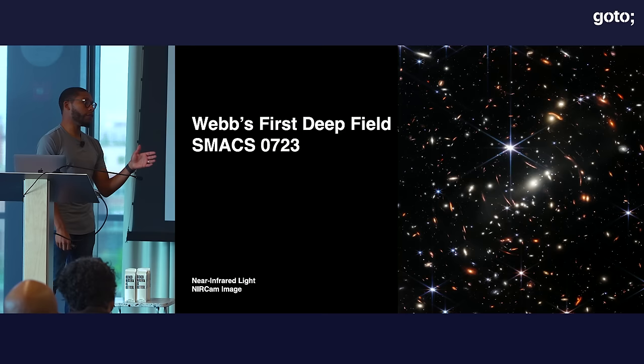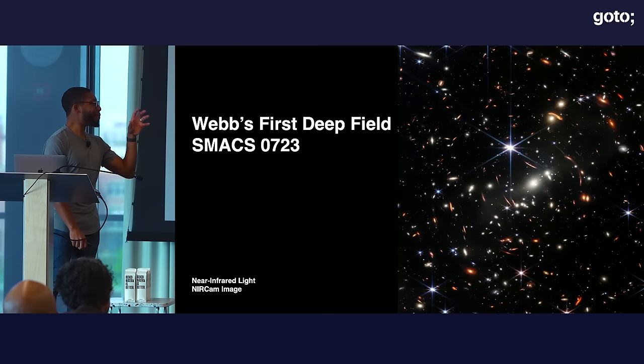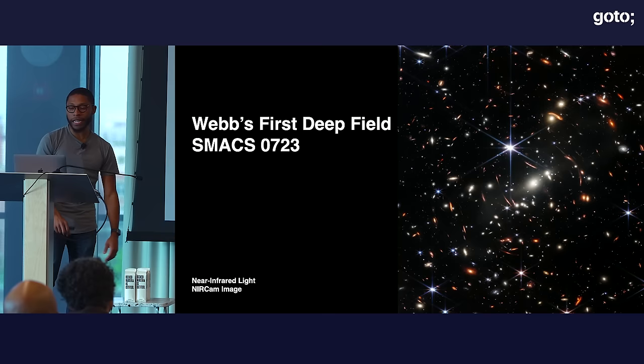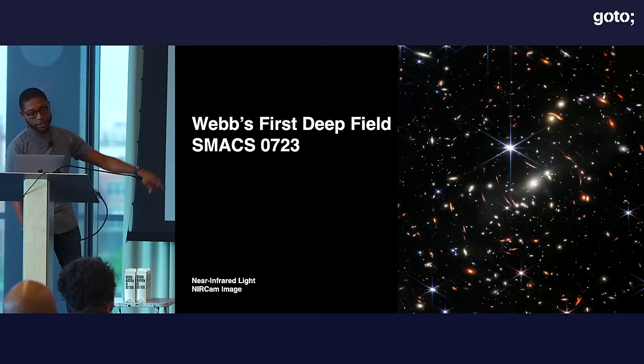Hubble had many deep fields. I didn't want to compare here because we're talking about Webb, not Hubble. But this one is vastly more in-depth, more revealing of the star systems out there, again because of redshift, because of how the light has stretched. And one of the fun facts about it is that because of the combined mass of this galaxy cluster, it actually acts as a gravitational lens that magnifies more distant galaxies.